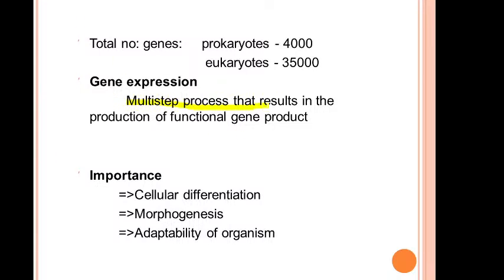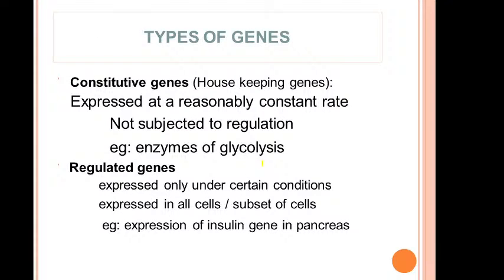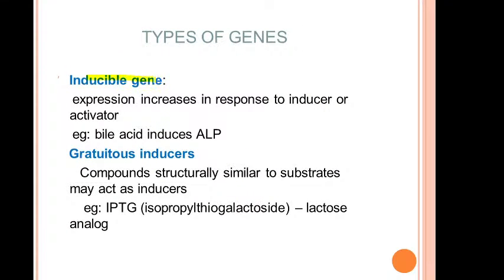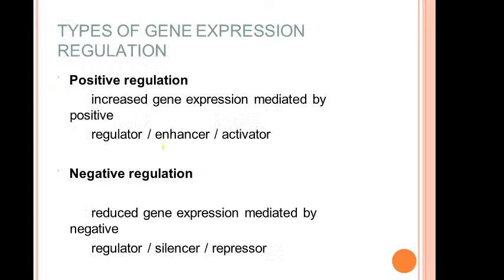Gene expression is a multiple-step process that results in the production of functional gene products. So we have different types of genes. We have housekeeping genes, which we already discussed. Regulatory genes are also there. Inducible genes are there. These are only the types of genes. Now, what do you mean by gene expression? How to regulate the gene expression? There are two types of regulation. We have a positive regulation, we have a negative regulation.